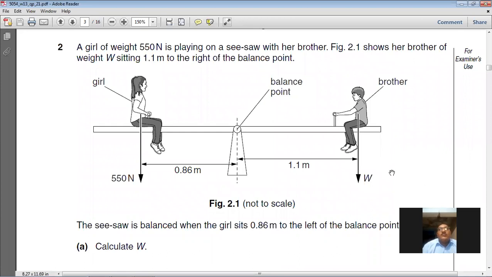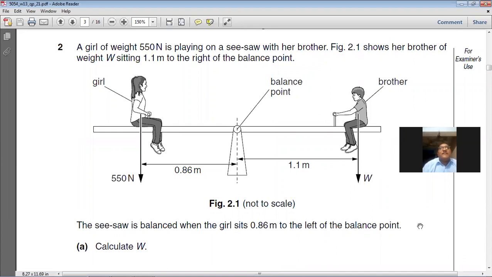So on your screen, you can see we have a girl of weight 550 Newton playing on a seesaw with her brother. Figure 2.1 shows her brother of weight W sitting 1.1 meter to the right of the balance point. So here this girl is sitting, her weight is 550 Newton. The moment arm from the pivot is 0.86 meter. Here is the boy, his weight we don't know, it is W, and its moment arm from the pivot is 1.1 meter. The whole thing is in balance.